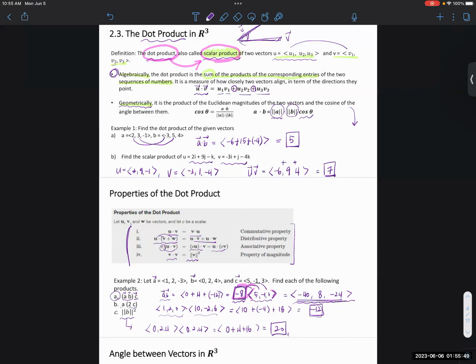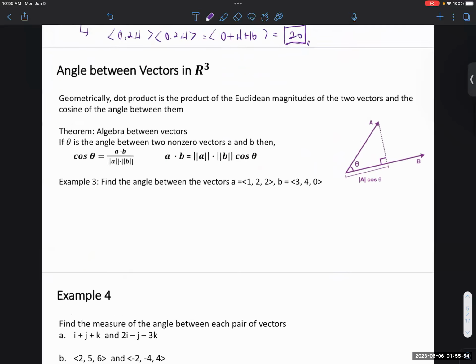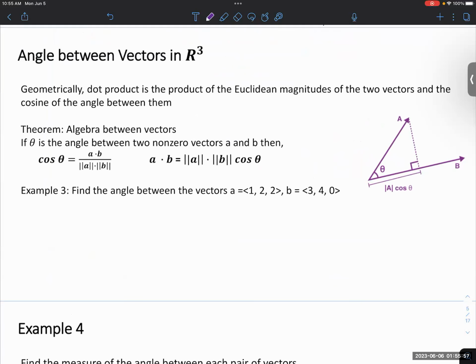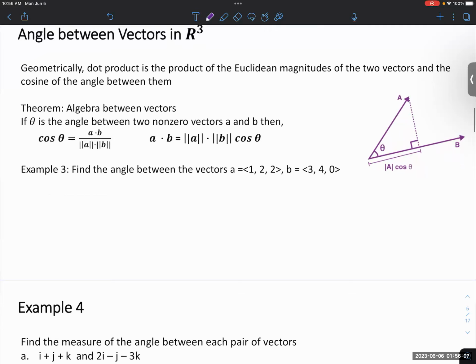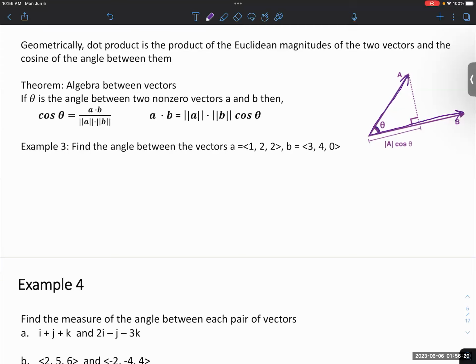And let's really talk about what they mean geometrically, okay? So here is the example. Geometrically, as I mentioned, the dot product is a product of the Euclidean magnitude of two vectors and the cosine of the angle between them. So if you have two vectors, so I have a u vector right there, and I have a v vector right there. Whenever you have two vectors, multiply them, you will find out the angle between them. So this is going to be the cosine angle, right? Because this is a hypotenuse.